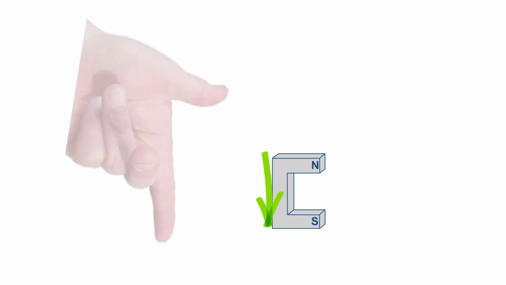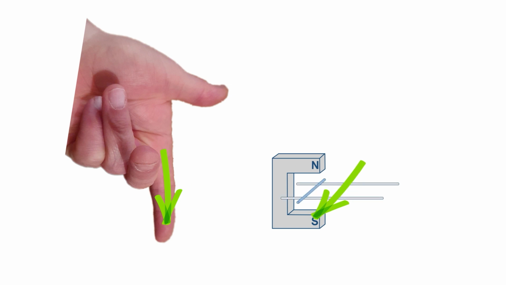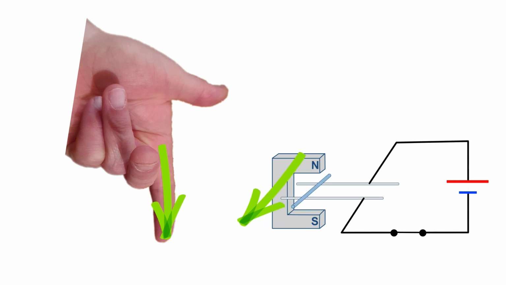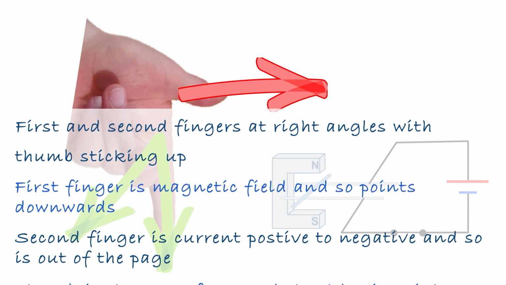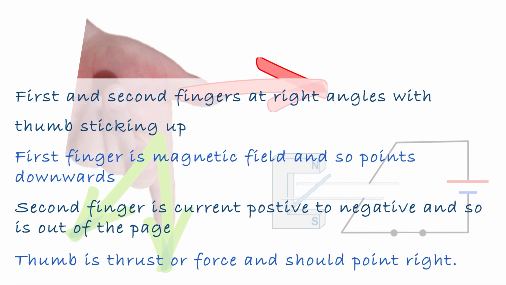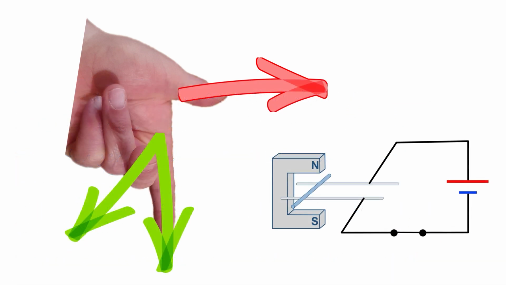It's around about now that you should begin to realise that your hand is pointing in directions that you didn't think you could normally make it go. Good luck with that. After a while, you will settle, hopefully, with your thumb pointing off to the right. And this is the direction of the force on the wire. So add something like this to your answer. The thumb represents the force, or thrust, and should point off to the right.